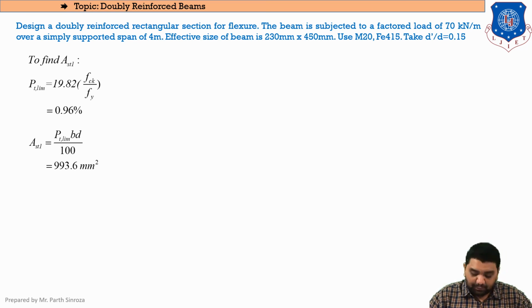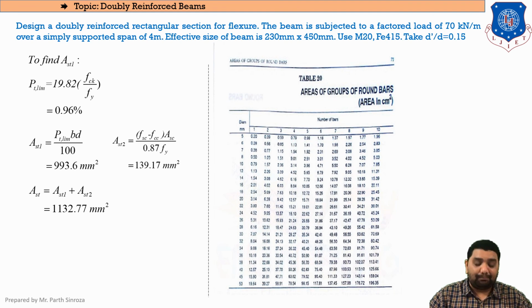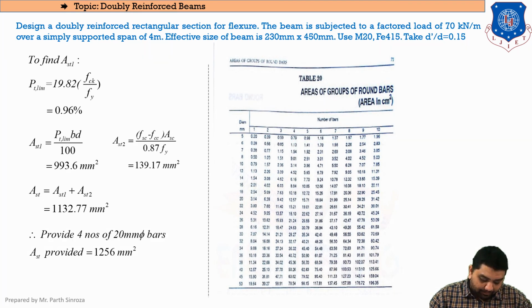And now we will be finding the value of Ast2. The equation for Ast2 will be fsc minus fcc into Asc divided by 0.87 fy. This value came from page number 96, as you can see here. Solving it and taking the summation of these two gives the answer of our total Ast, that is the area of steel in tension. The total Ast, that is Ast1 plus Ast2, comes to 1132.77 mm square. From the steel table we will be opting for a value greater than 1132. The value greater than 1132 comes across in this case, that is 4 numbers of 20 mm diameter bars. 4 numbers of 20 mm diameter bars comes out to be 1256 or 1257 mm square.